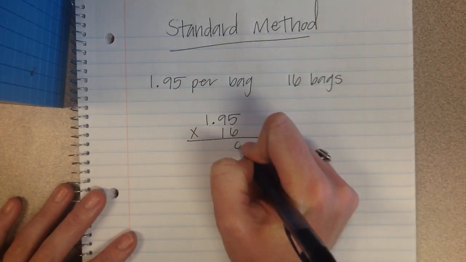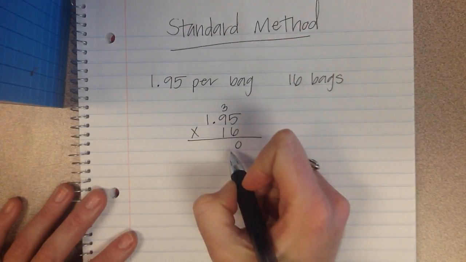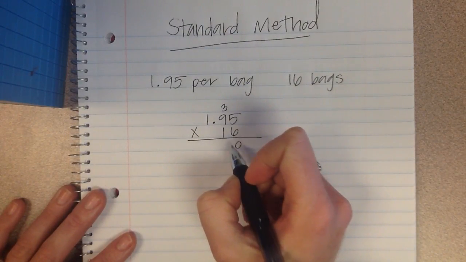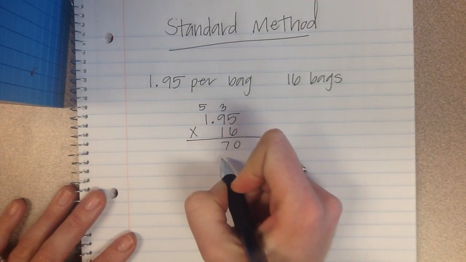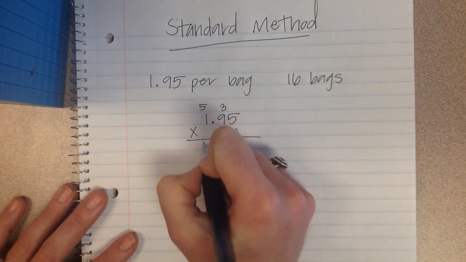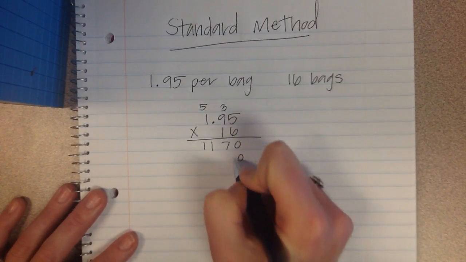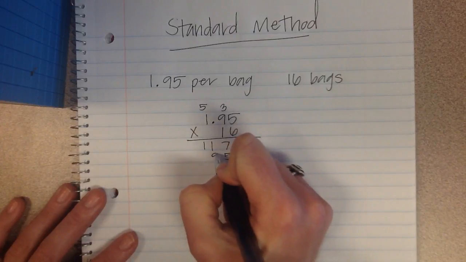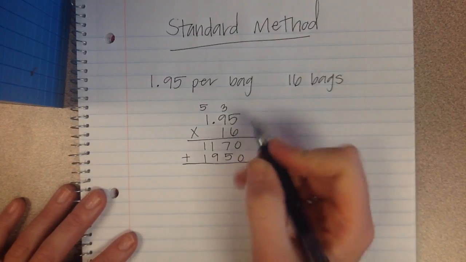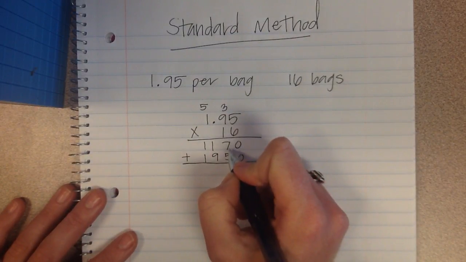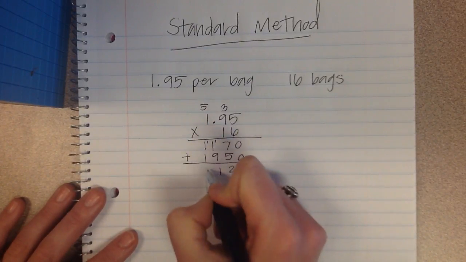6 times 5 equals 30. Put my 0 there, carry my 3. 6 times 9 equals 54 plus 3 equals 57, so I'm going to put a 7 here and carry my 5. Then 6 times 1 equals 6 plus 5 equals 11. Now I'm going to put a placeholder. 1 times 5 equals 5. 1 times 9 equals 9. 1 times 1 equals 1. Going to add them up. 0. That would become 12. 2, carry my 1. That becomes 11. That becomes 3.